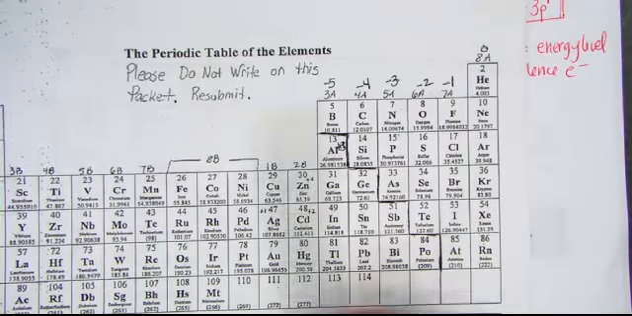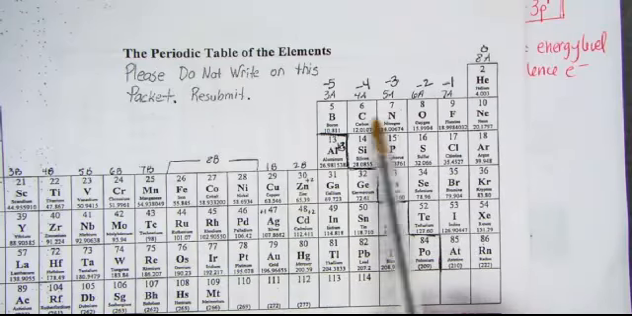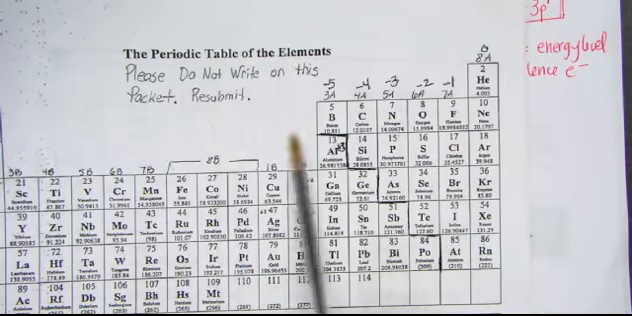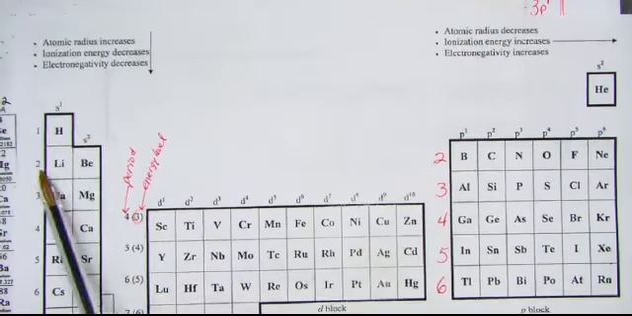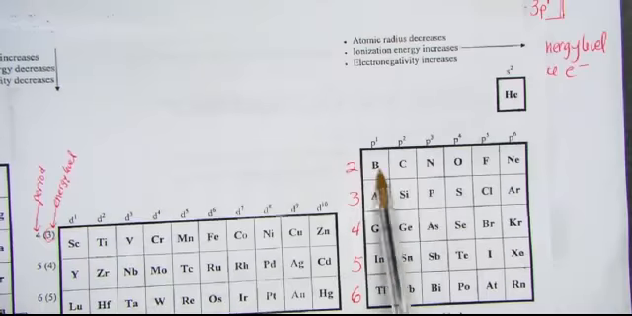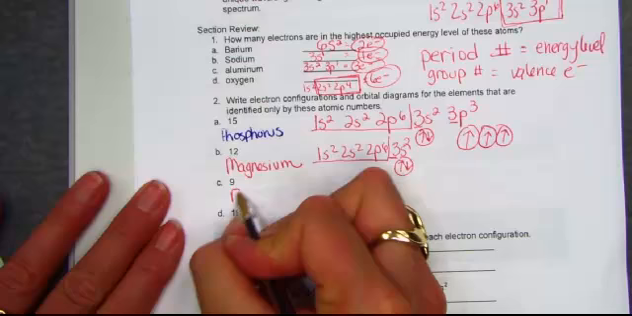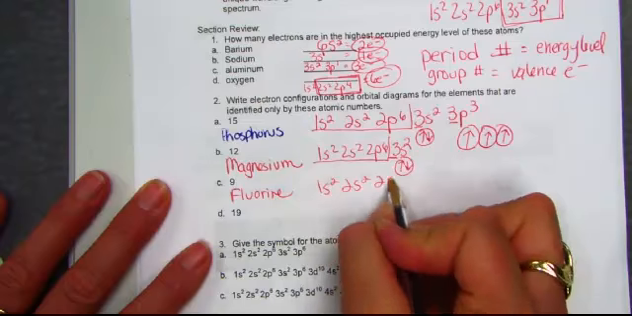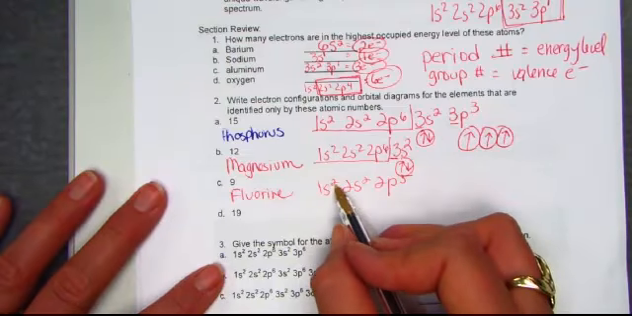Number 9 is fluorine. Period 2, group 7A. On our test-taking tool, period 2, the first 2 electrons are in the S sublevel, 5 more in the P for a total of 7. So writing for fluorine, number 9: 1s2, 2s2, 2p5 gives us 9 total electrons.